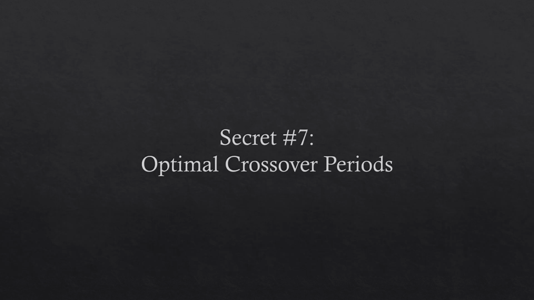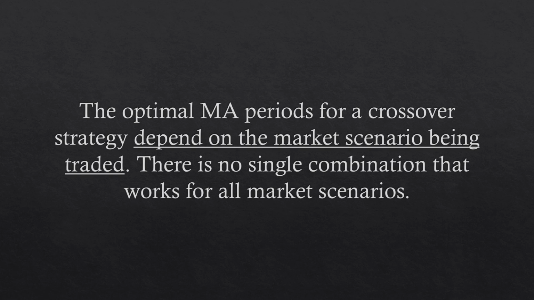Secret number 7. The optimal MA crossover periods. The crossover between 2 moving averages is a common strategy among retail traders, but there are some issues with this approach that many traders are not aware of. The main problem with these strategies is that they assume different market conditions can be traded using the same moving average periods, and that's incorrect.